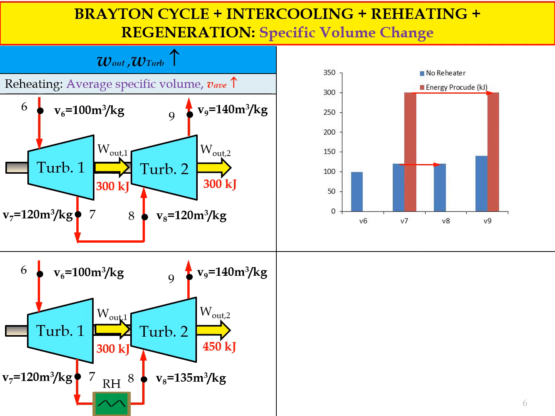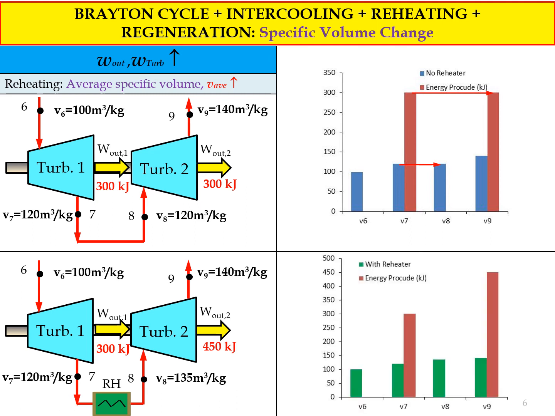And the work out from the turbine is 450 kilojoule. And let's say we look into the energy analysis. The specific volume is increasing from V7 to V8, and the energy also will have a large increment from turbine 1 and also turbine 2.